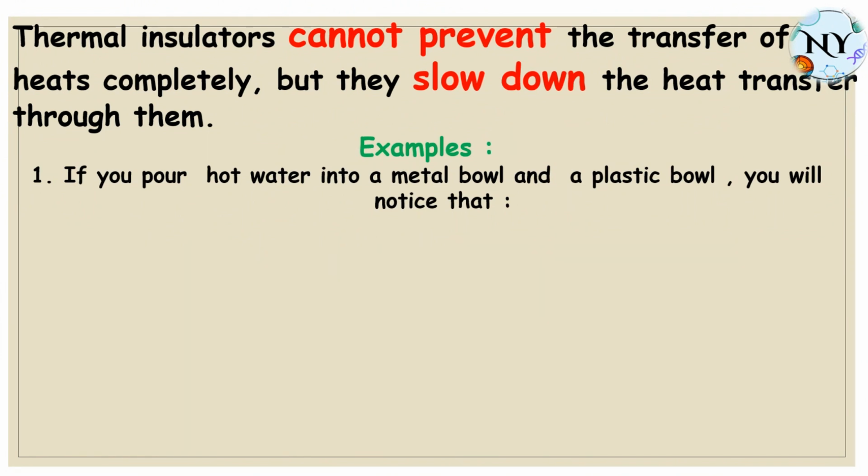طيب تعالوا بقى نقول أو نفسر ليه ما قلناش إن الهيت insulators don't allow زي electric insulators كده. ليه؟ قال لي لأن thermal insulators cannot prevent the transfer of heat completely, but they slow down the heat transfer through them. يعني thermal insulators مش بيمنعوا transfer of heat completely أو totally. بالعكس, it happens.